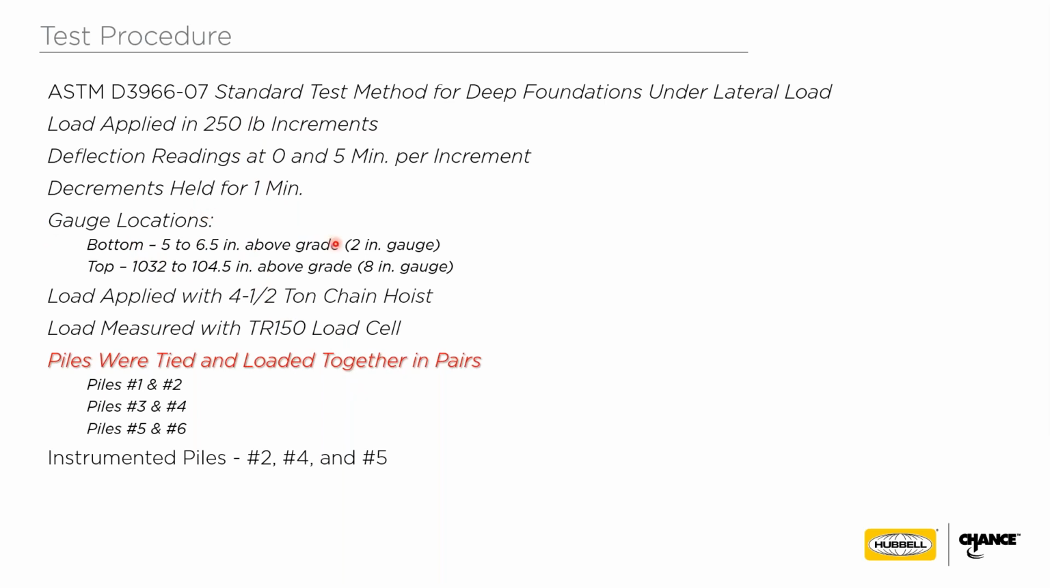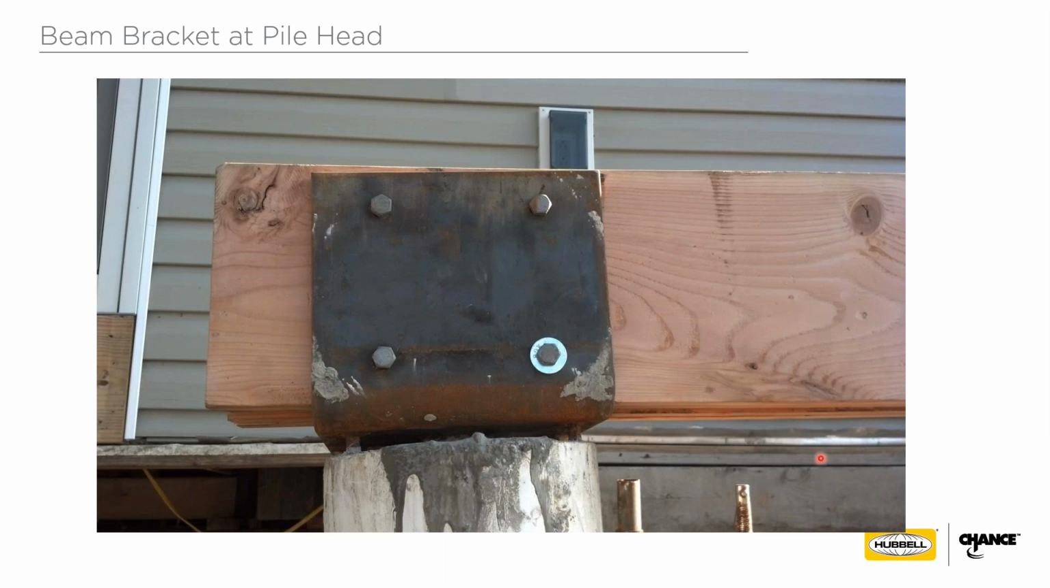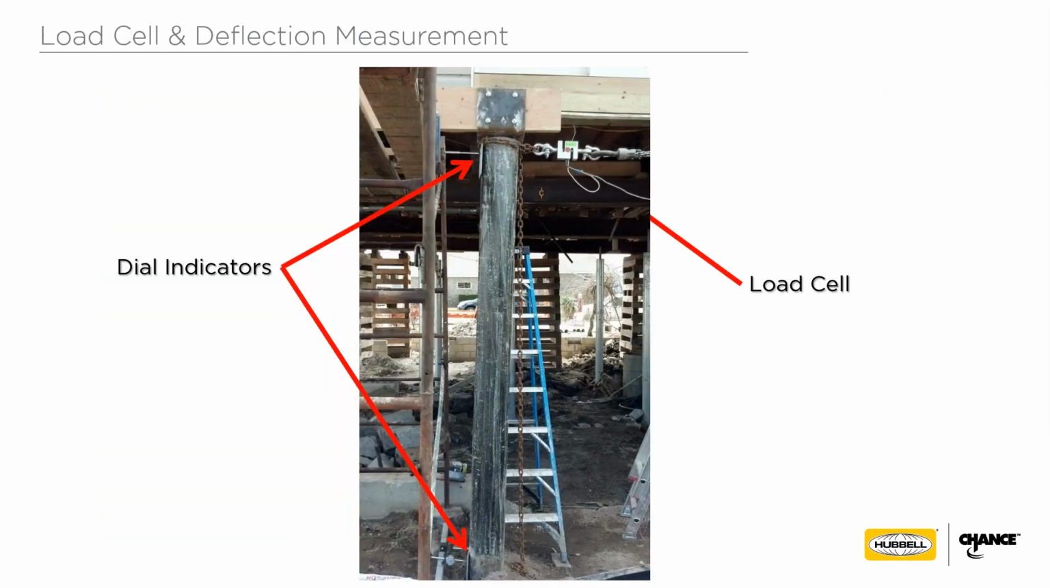We applied the loads with a chain hoist, and we measured deflection at 2 places, both at the base of the exposed pile above grade and also up at the top near where it was connected to the cross beam that we used to connect them together. And I mentioned again that we did this in pairs. So you can see here kind of our connection at the top of our piles. It was somewhat of a semi-fixed type connection. Here's where our dial indicators were located when we were yanking on it sideways. You can see our load cell here as we're pulling on it laterally.